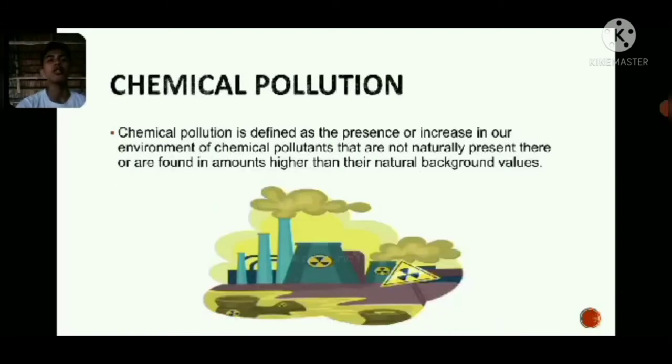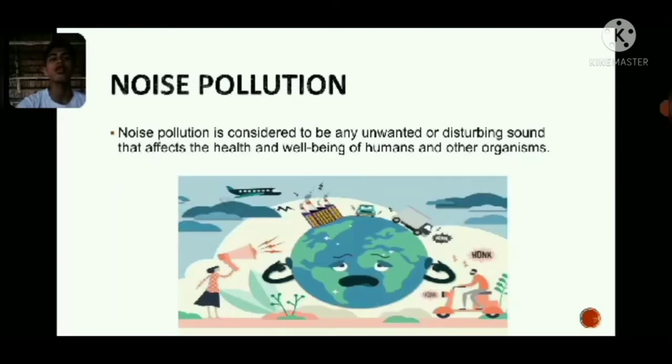Chemical pollution. Chemical pollution is defined as the presence or increase in our environment of chemical pollutants that are not naturally present there or not found in amounts higher than their natural background values. Noise pollution. Noise pollution is considered to be any unwanted or disturbing sound that affects the health and well-being of humans and other organisms.